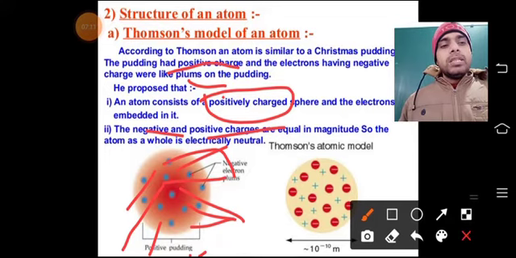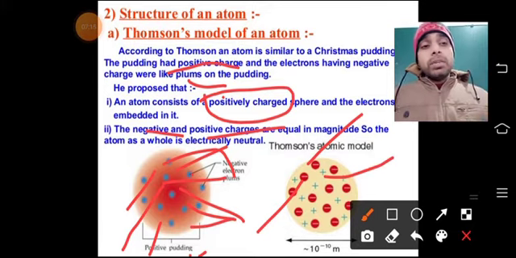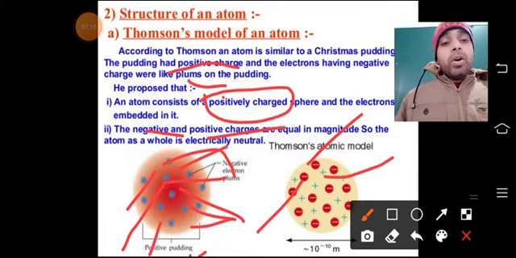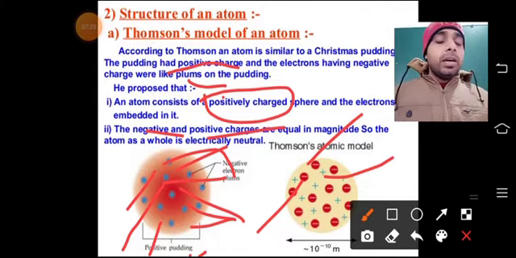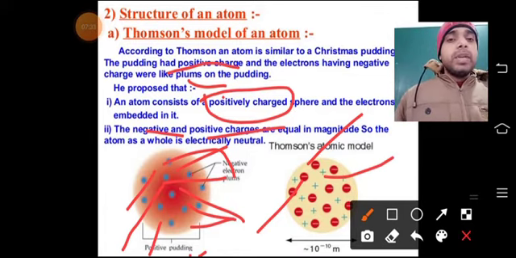So here this is the arrangement actually given. The negative charge is embedded into the positive one, and overall they should be equal. Then that means the atoms are neutral. This is what has been given by the Thomson model of an atom. So this is really one of the great discoveries we can see.